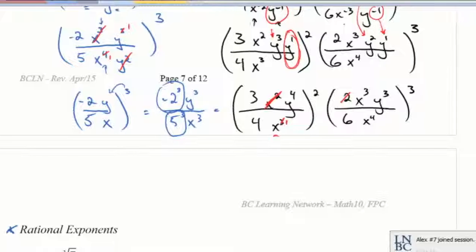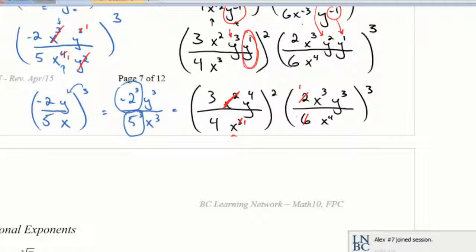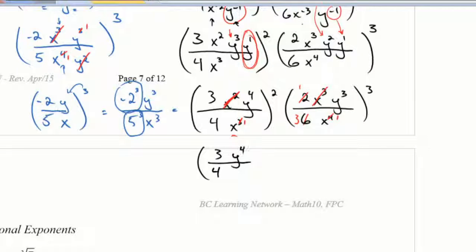2 and 6, 2 goes into 2 one time, 2 goes into 6 3 times. I have 3 x's on the top and 4 on the bottom. Just leaves me with 1. So I'm just going to rewrite everything. 3 over 4. I have y to the 4 x. This is all squared. And I have y to the 3 on the top times 3x on the bottom.